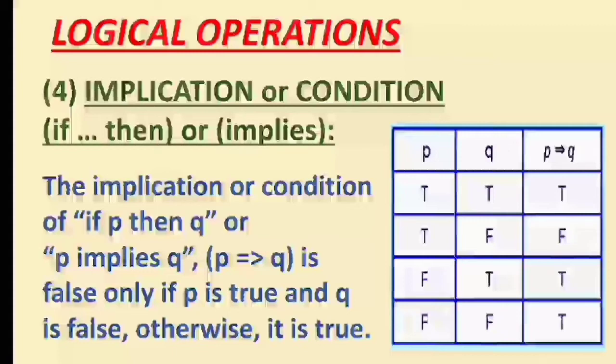true implies true is true. True implies false is false. False implies true is true. And false implies false is true. I hope this is clear.